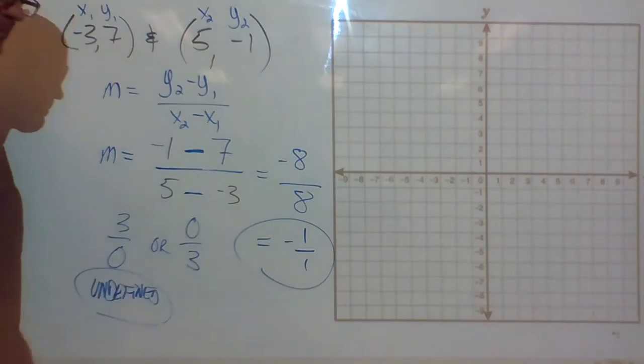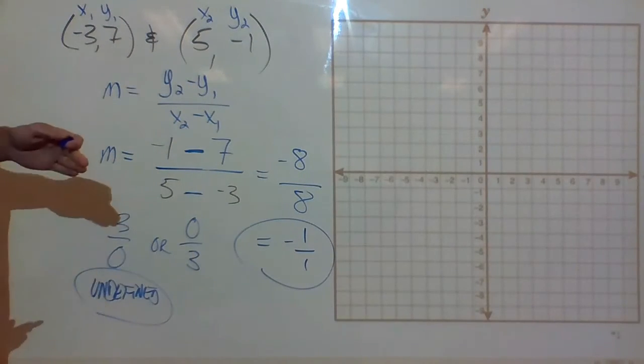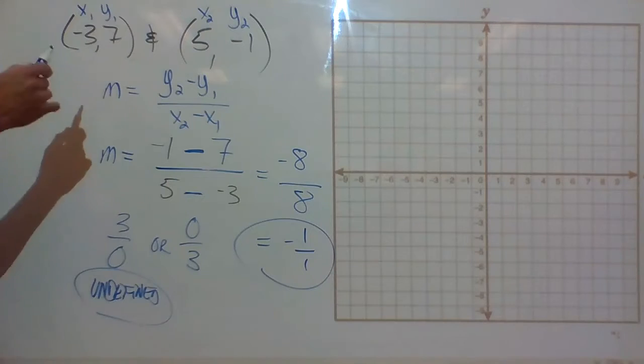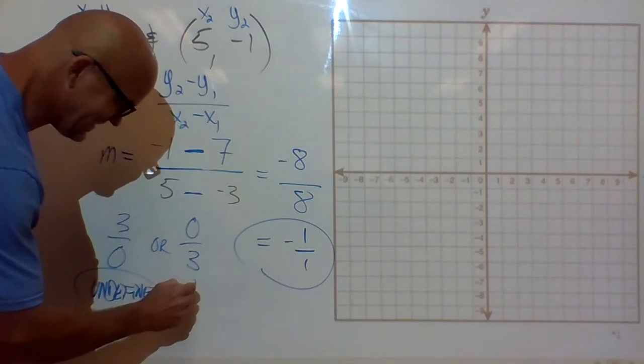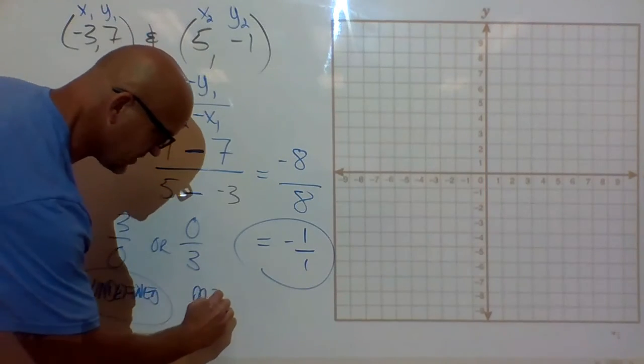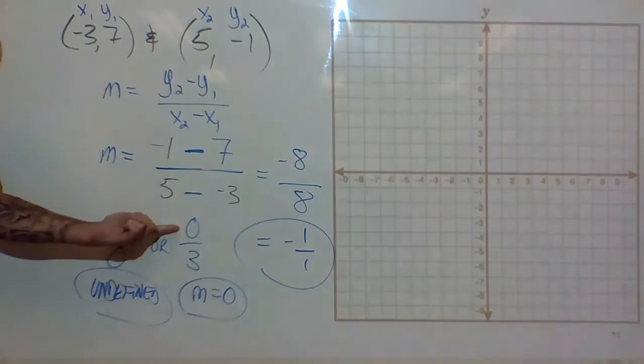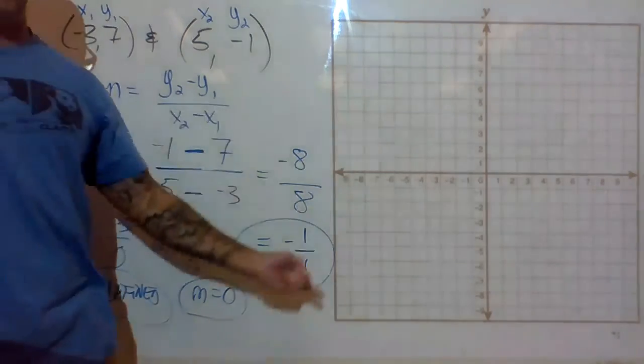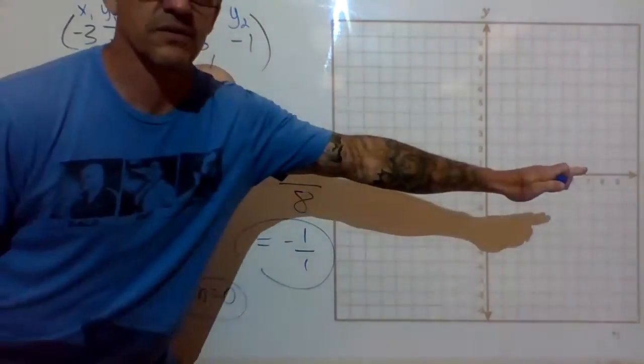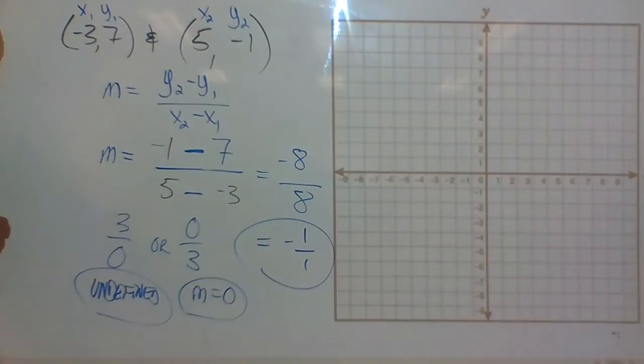Likewise here, 0 divided by 3. Well, 0 divided by any number other than 0 is just 0. So this guy does indeed equal 0. That means he has no rise. He doesn't go up or down any. What do you got there? Horizontal line. It's that simple, okay?